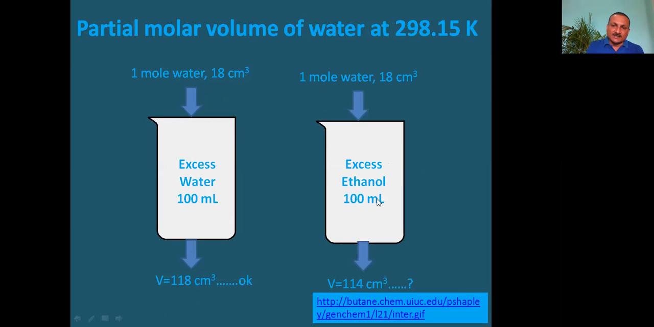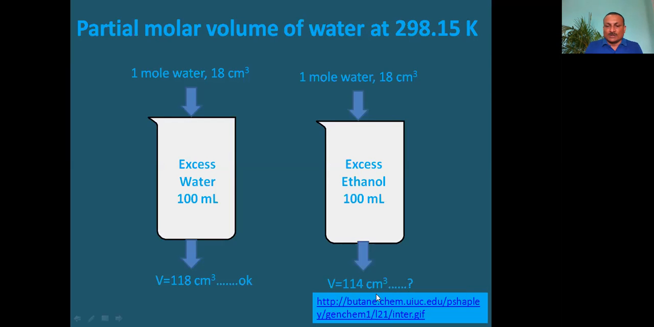But when water is added in ethanol, ethanol molecules and water molecules are different. So they form intermolecular hydrogen bonding as well as interact through dipole-dipole interactions, and a contraction in the volume takes place. 14 cm cube is the partial molar volume of water in ethanol.